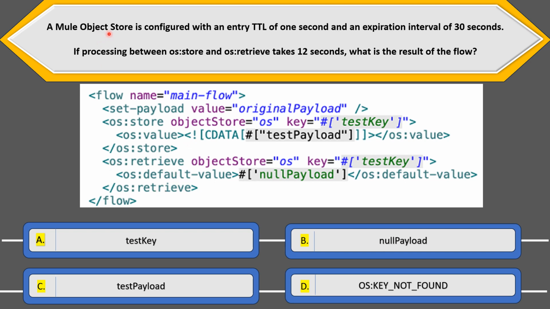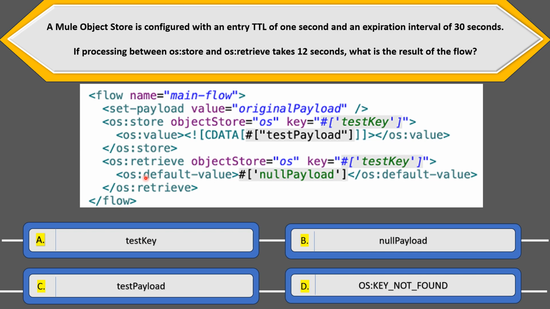The question says that the object store has an entry TTL of 1 second and an expiration interval of 30 seconds. And the question says that if the processing between the object store activity and the retrieve activity takes 12 seconds, then what is the result of the flow? What it means is that between the store and retrieve, there are different activities happening, and the time that it will take is 12 seconds. Assuming these activities in between, what would be the result of this particular flow?